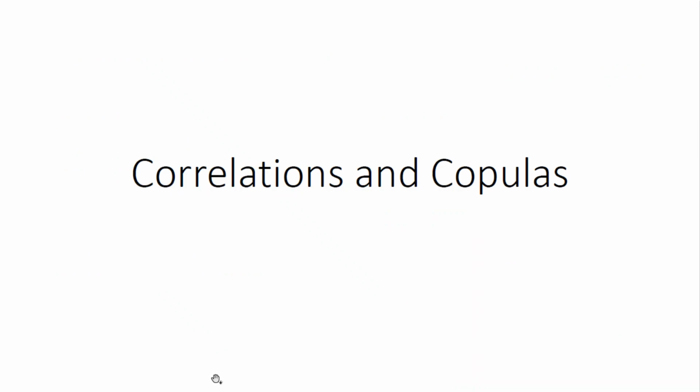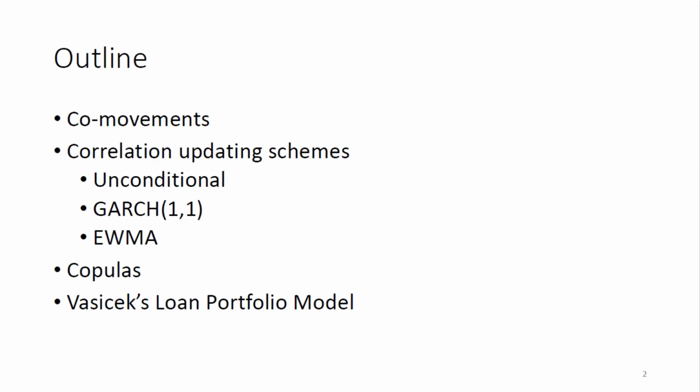Today's lecture is on correlations and copulas. Let me give you an outline of today's talk. First of all, what will be important if we look from the perspective of a risk manager to the risk in an institution. Of course, it's not only the risk in individual assets that are on the balance sheet, but in particular, it's in the total portfolio context that the risk manager is concerned with losses.